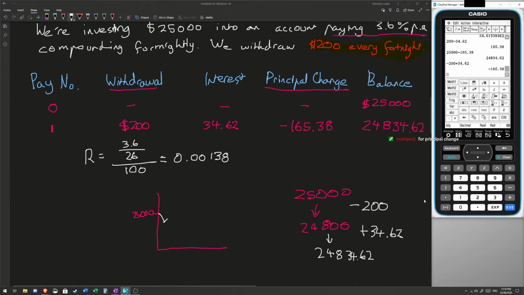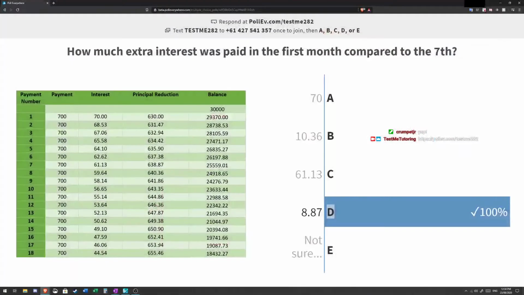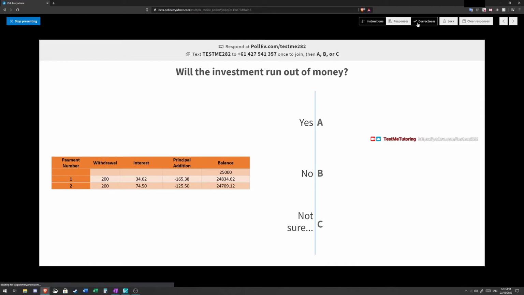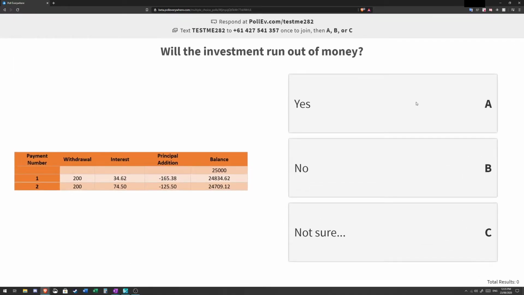So again, I'll go to another Polev. I'll just paste it again in chat. Just head there and we'll do a question on investments. Oh, let's go to the next question. So just have a look. I'm presenting. So if you go to that link, will this investment run out of money?